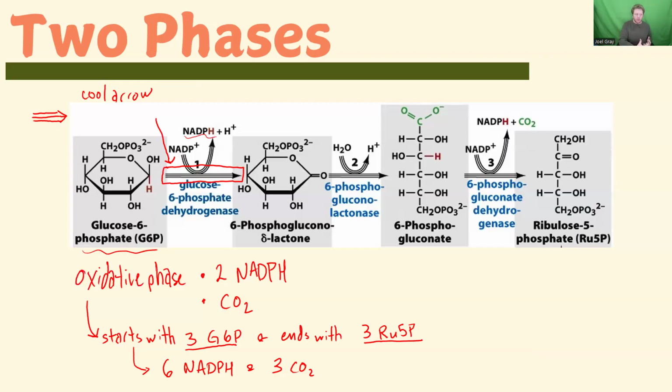With that, one of the things that I like to do is think in terms of pure numbers of carbons. If I'm making 6 NADPH and 3 CO2, I'm starting with, and I'm going to go slowly on this just so everyone can follow it.